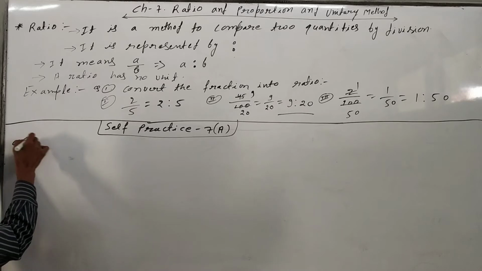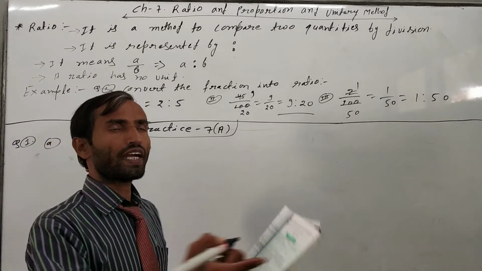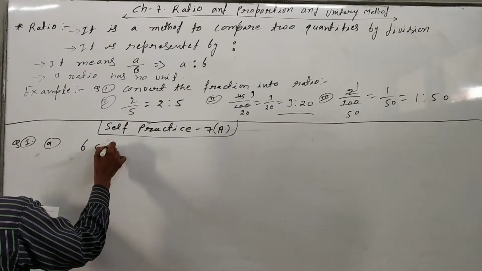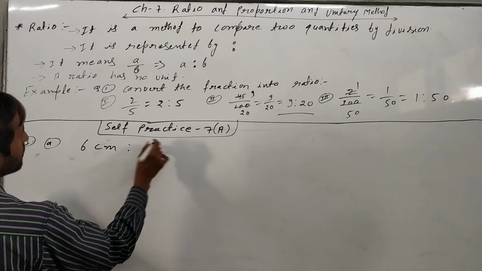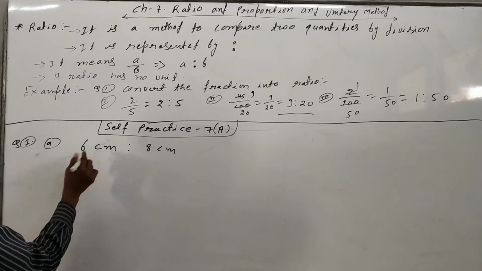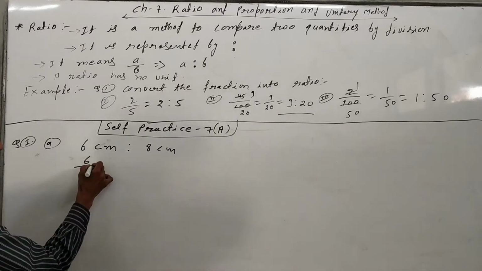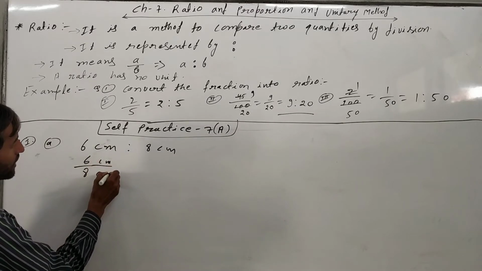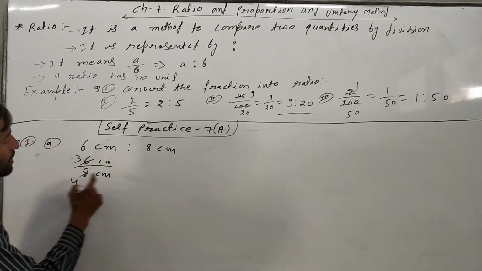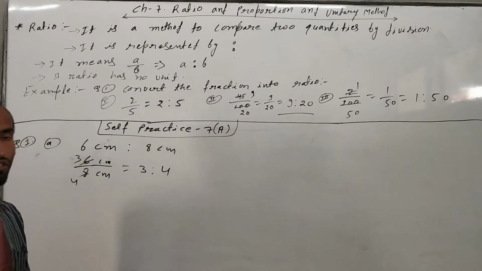First, part A: a length of 6 cm to a length of 8 cm. These are the ratios. So we write 6 upon 8 as a fraction. Now we cancel out the units, and cancel 6 and 8 by 2: 3 twos are 6 and 4 twos are 8. So we can write 3:4. This is the simplest form of the ratio.